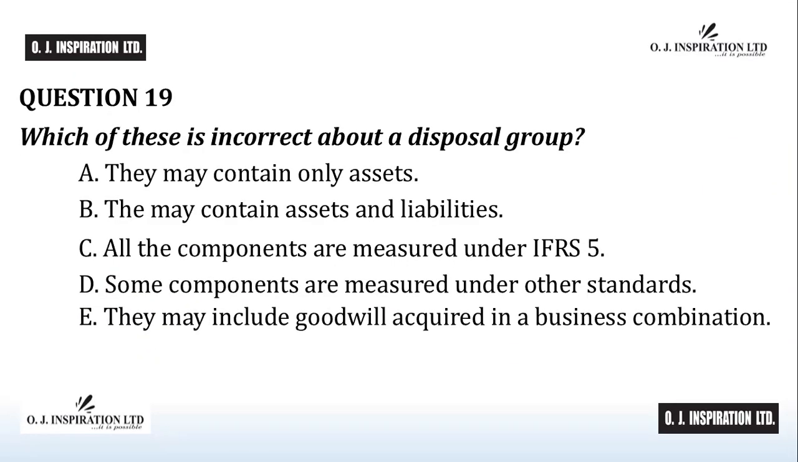Question number 19. Which of these is incorrect about the disposal group? A, they may contain only assets. B, they may contain assets and liabilities. C, all the components are measured under IFRS 5. D, some components are measured under other standards. E, they may include goodwill acquired in a business combination.